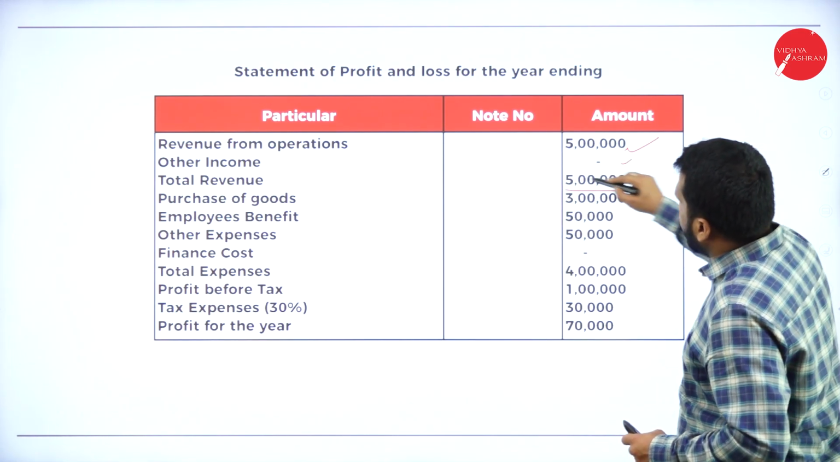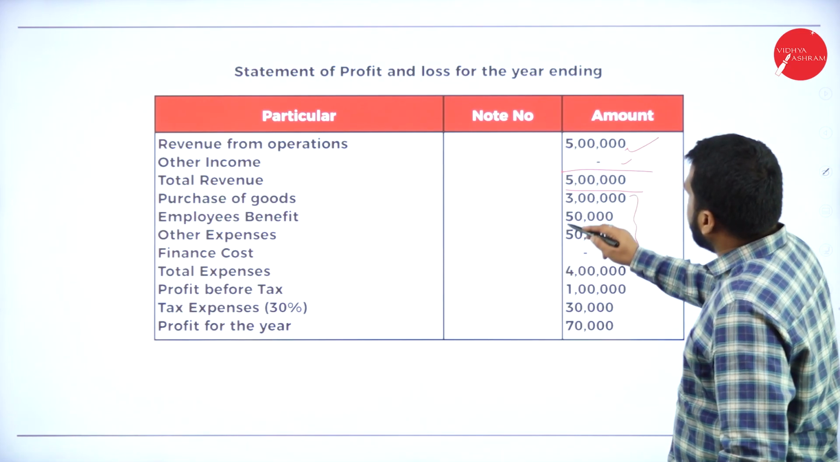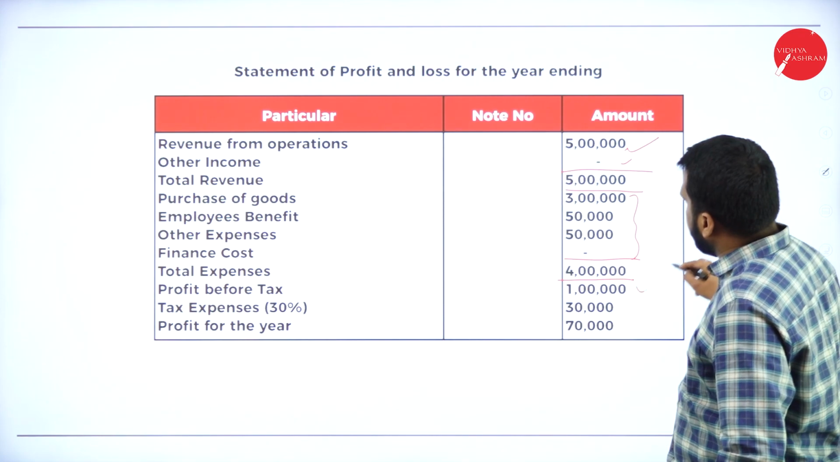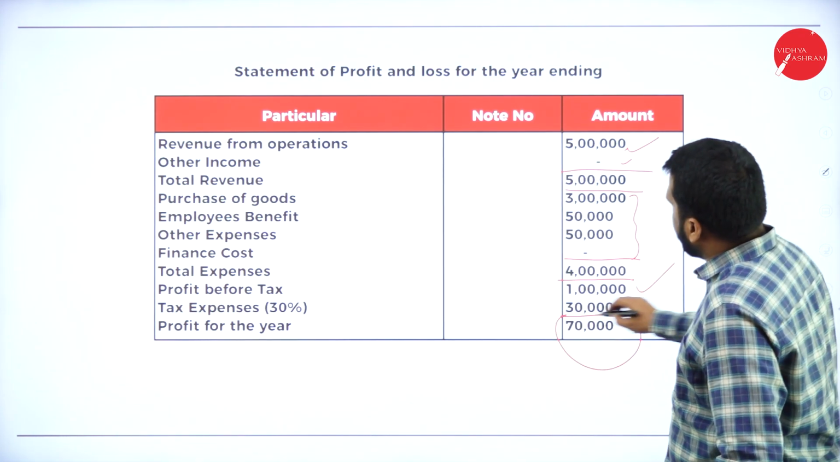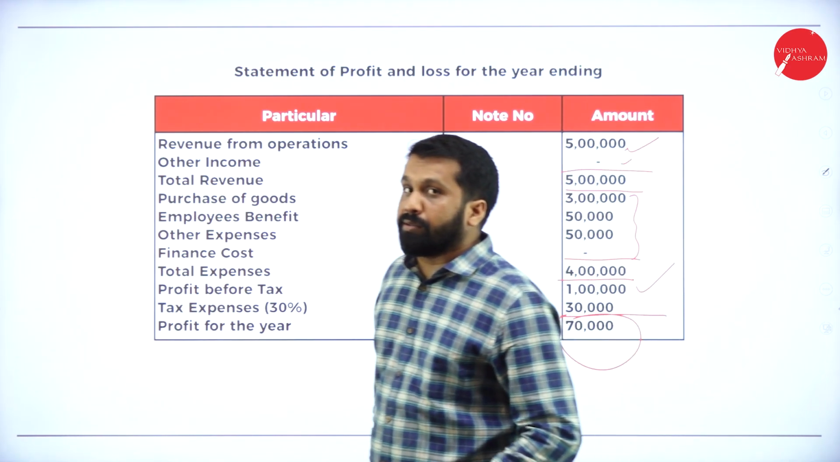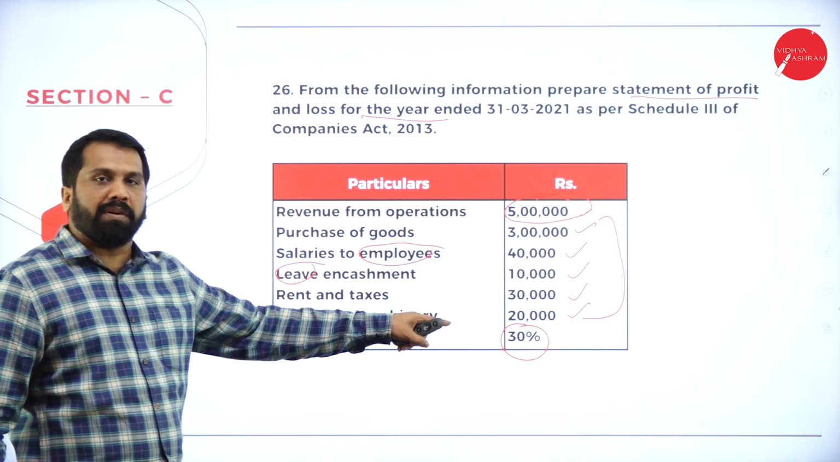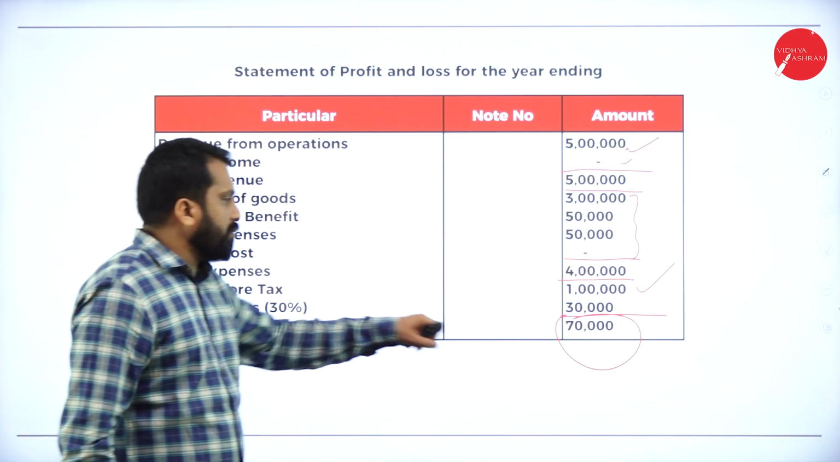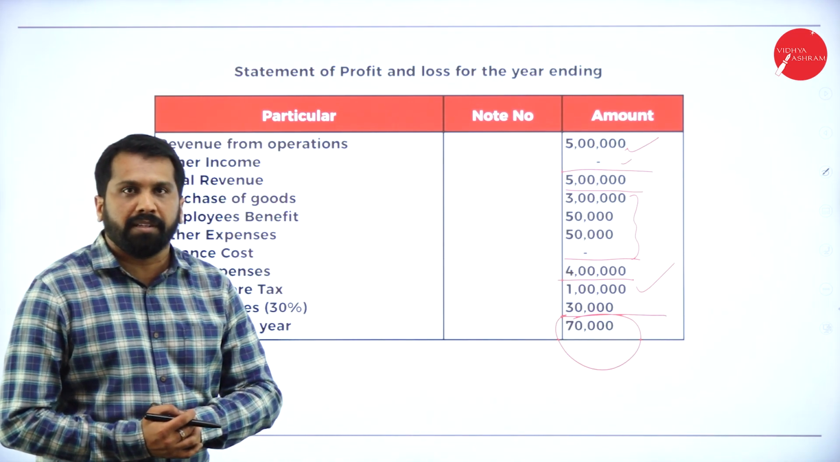See, revenue from operation 5 lakh, other income is nil. Total revenue is 5 lakh only. From this you minus all the expenses. So 5 lakh minus 4 lakh, your answer is 1 lakh. 1 lakh minus 30%, you will get 70,000. What is the 30%? The tax rate is 30%. So if you calculate, your profit for the year will be 70,000. Hope you are clear.